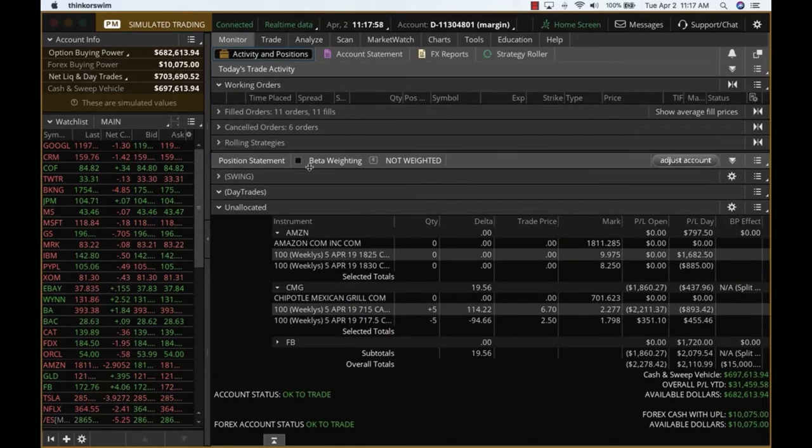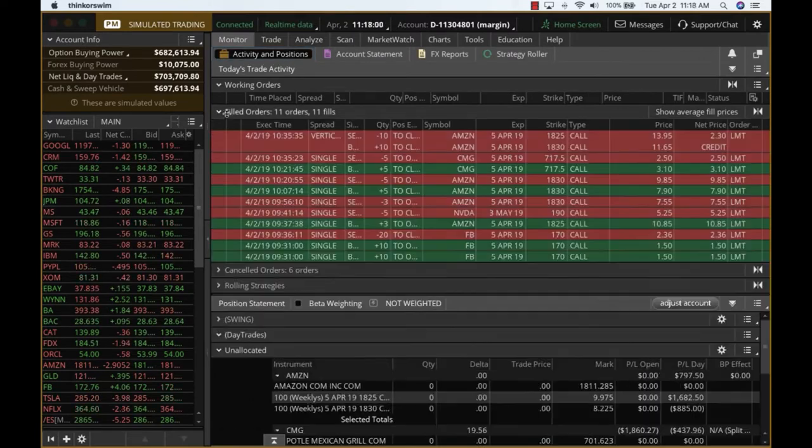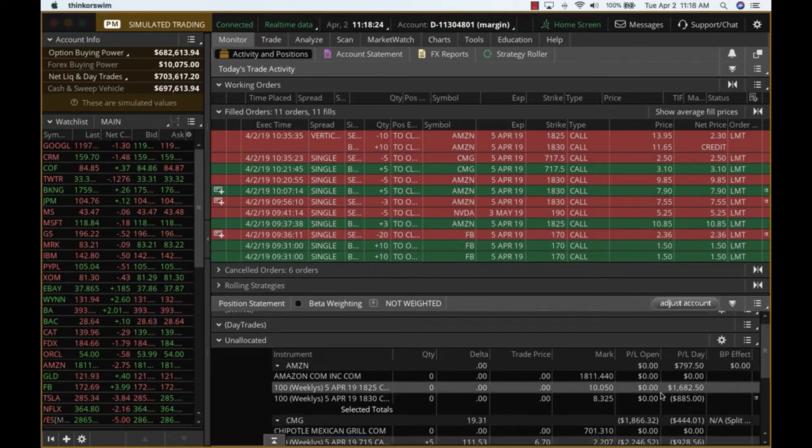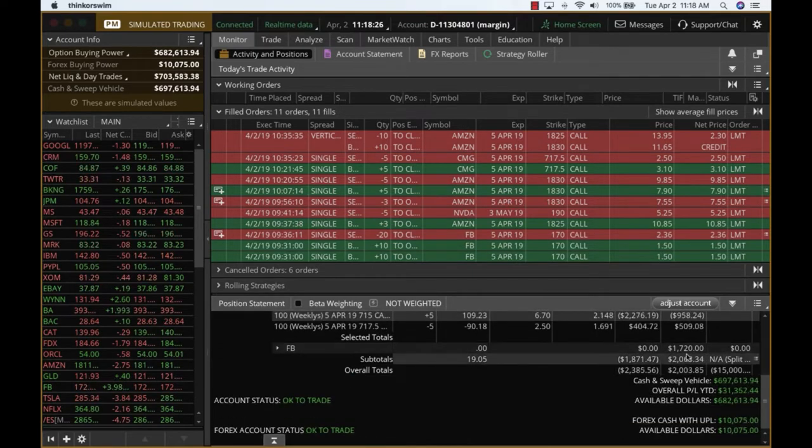If you look at the filled orders here, Facebook at 9:31, we got into Facebook at 1.50, and there were 20 contracts. I'd meant to put only 10, but it executed at 20, which worked out very well. Then at 9:36, within 5 minutes, we sold 20 at 2.36. So that's about 86 cents profit. On 20 contracts, that turned out to be $1,720, a very, very good return.